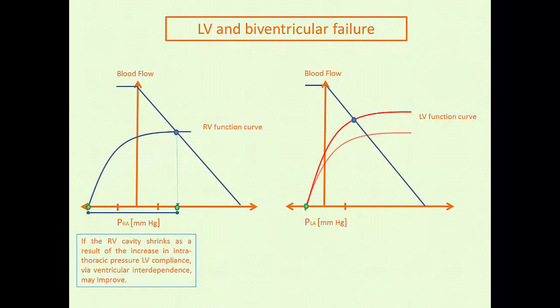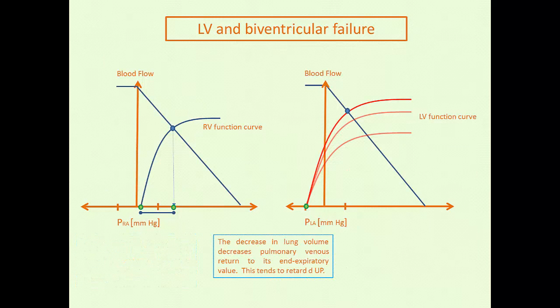During expiration, to the degree that the right ventricular cavity shrinks as a result of the increase in intrathoracic pressure, left ventricular compliance will be improved by diastolic interdependence. And again, this will impair left ventricular output. So during expiration, as intrathoracic pressure increases, the right ventricular cavity will shrink as your transmural pressure shrinks, and that will improve left ventricular compliance and improve its output even more. Again, this is all occurring during a given expiration.